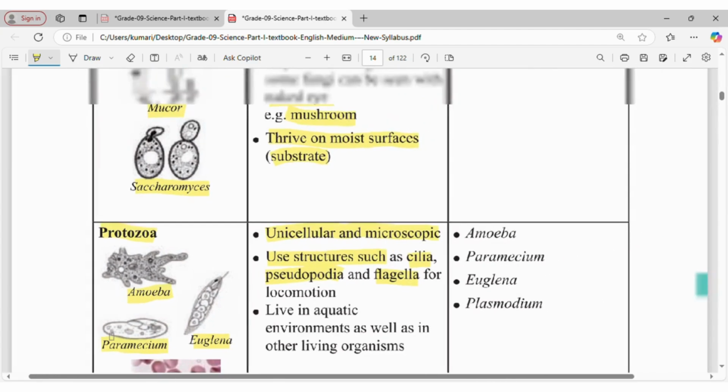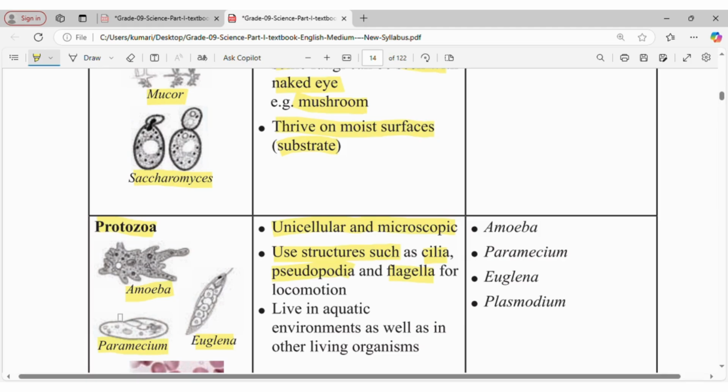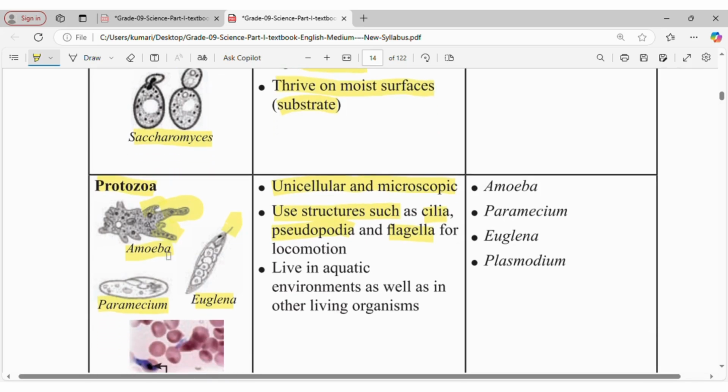Cilia is the locomotive organelle which the paramecium organisms use for locomotion, and flagella. You can see the tail part of euglena, that's called the flagella, and pseudopodia. Pseudopodia are the legs that are made by amoeba for locomotion. They are not actually legs, but they make themselves a leg or legs for locomotion, and sometimes to grab other microscopic organisms. They live in aquatic environments as well as in other living organisms. And the four examples for protozoans: amoeba, paramecium, euglena, plasmodium.